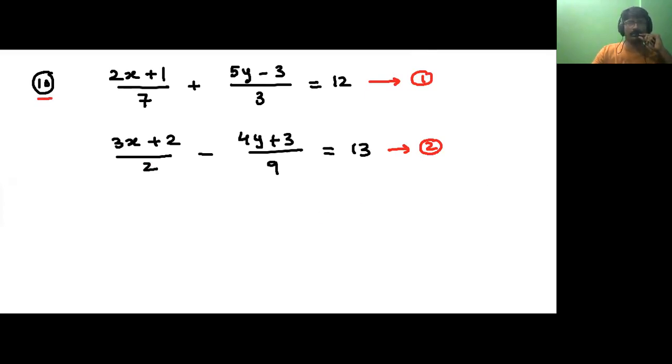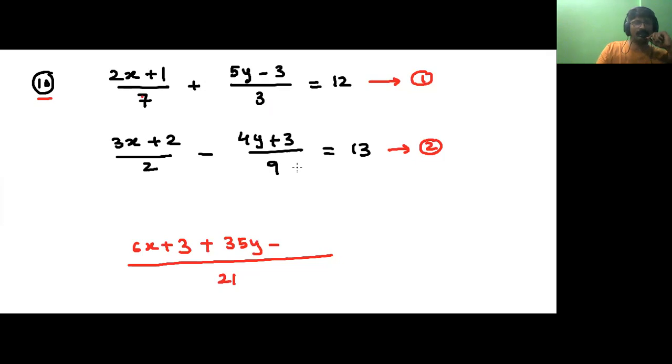Okay, so how to solve this by substitution method? Whenever you see such a giant sum, you get scared, isn't it? Nothing to worry, guys, nothing to get scared. Just simply take the LCM. So how to take the LCM? Look at this. Just draw the big line. The LCM of 7 and 3 could be 21, and then we'll just multiply this with this, so it will become 6x plus 3. We're just multiplying this into this, plus 7 into 5y will become 35y, minus 7 into minus 3 will become minus 21, which equals 12.